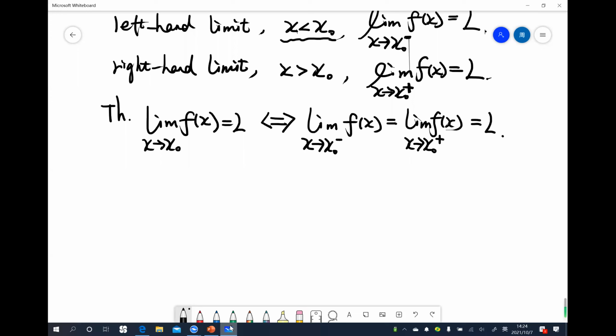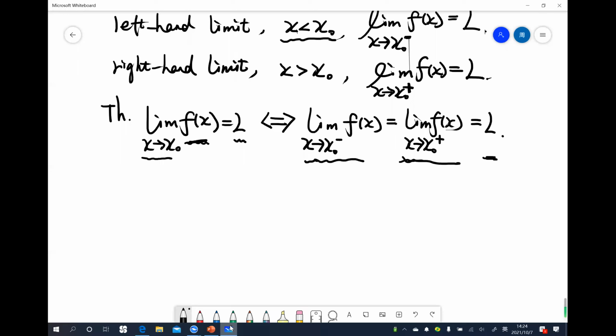So if we want to check if the limit of a function exists, we must check the left-hand limit and the right-hand limit, and that they are the same. So the steps are: first, calculate the left-hand limit; second, calculate the right-hand limit; and third, make sure that the two limits are the same. Then we can say the limit of the function as x approaches x0 equals L.